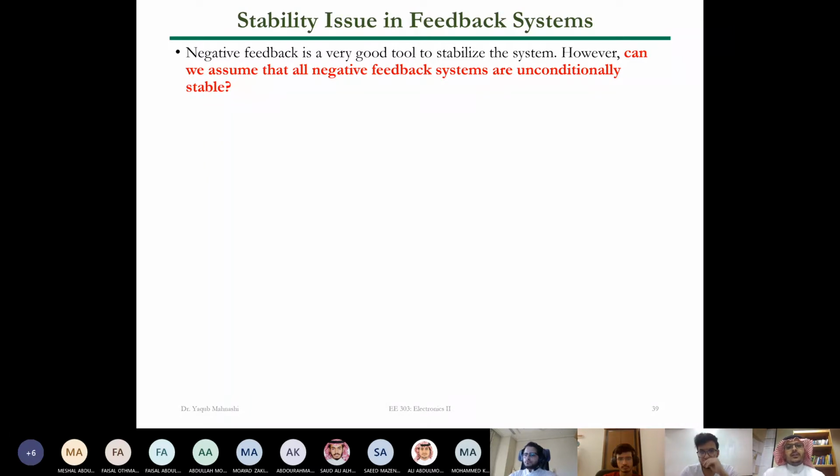But what do you think of this statement? Is it true for all cases? I mean, can we have all negative feedback systems be unconditionally stable? Meaning always stable without any condition? What do you think, guys, of this general statement? Is it true or not?